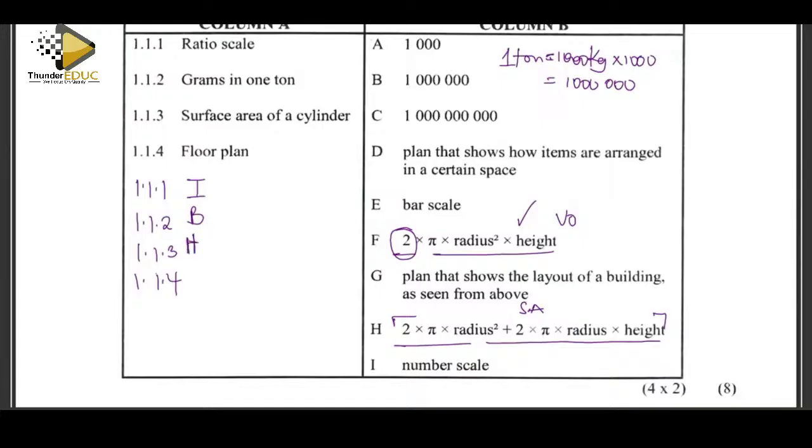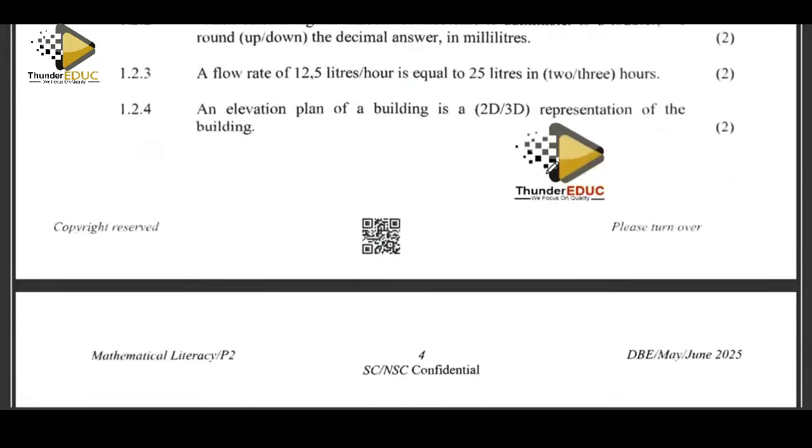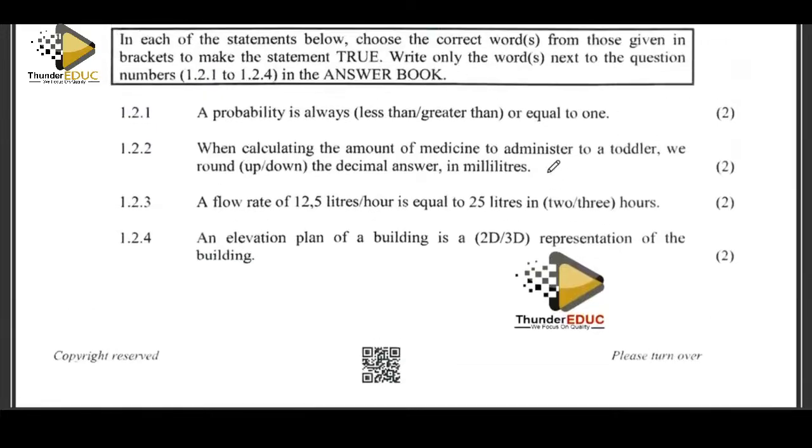The last one, the floor plan. This is it. A plan that shows how items are arranged in a certain place. A plan. So finished. These are the possible answers that we have. Okay, let's continue and we look at question number 1.2.